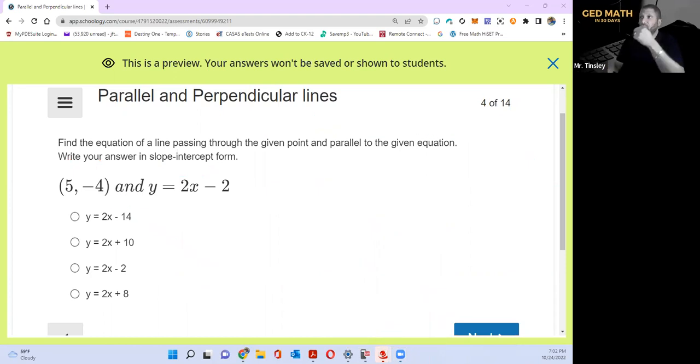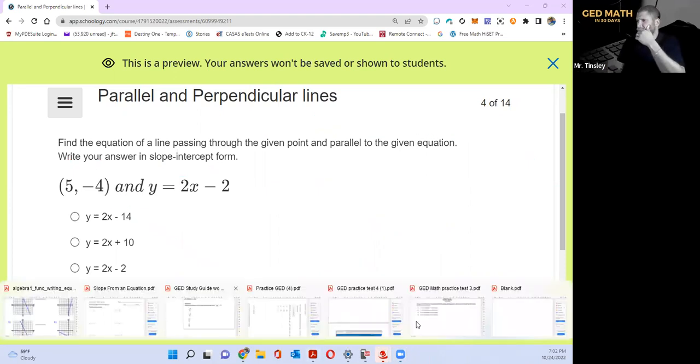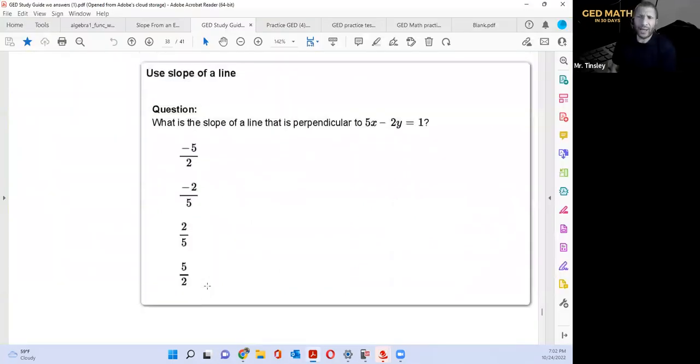Now, guess what though? Let me show you something. Boom. How would we do that problem? What is the slope of the line that's perpendicular to 5x minus 2y equals 1? How would we do that problem?